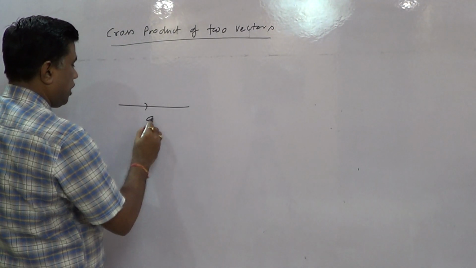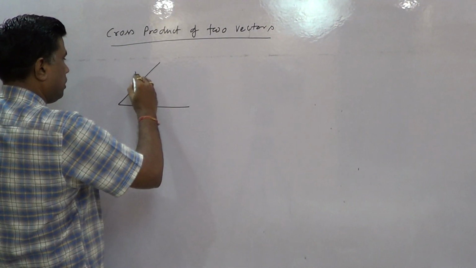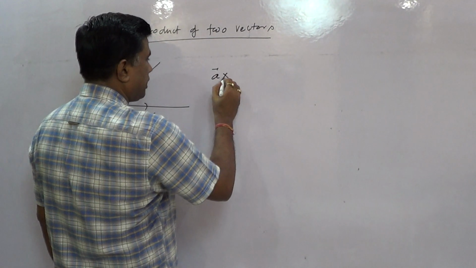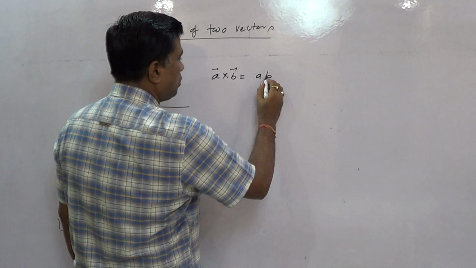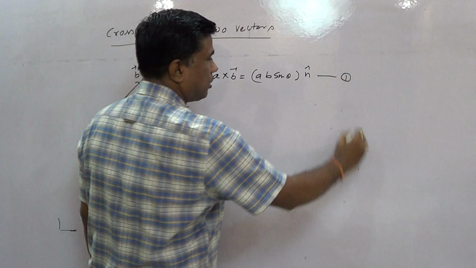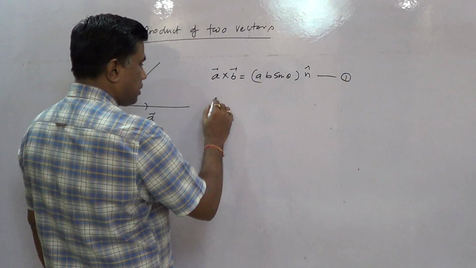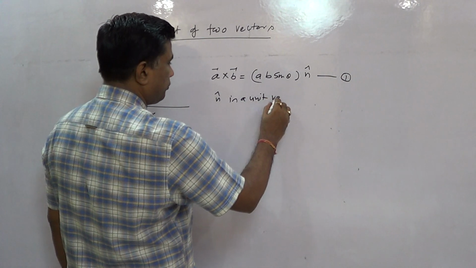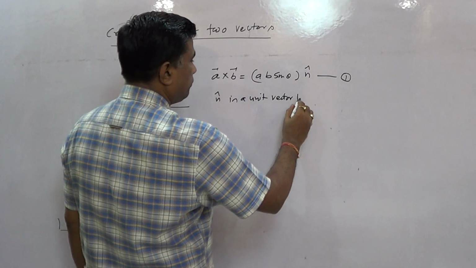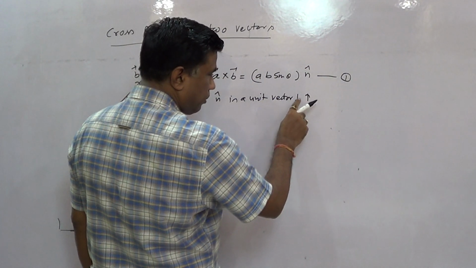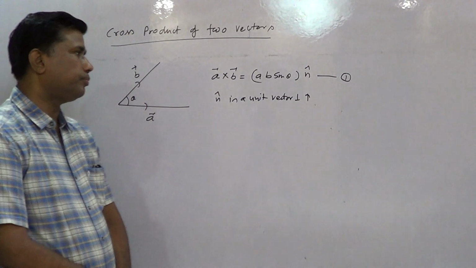Listen. Again, suppose this is vector A, this is vector B. Let angle between them is theta. So A cross B, as I taught you, is equal to A into B into sin theta into a unit vector n cap. Suppose this is equation number n1. In this case, n cap is a unit vector perpendicular outward. For outward, we can use this symbol, and this is the symbol for perpendicular.